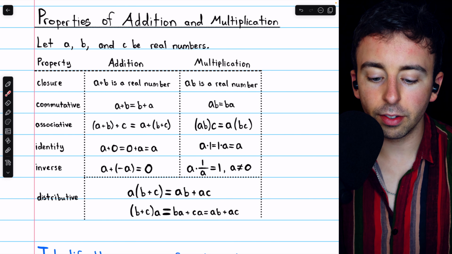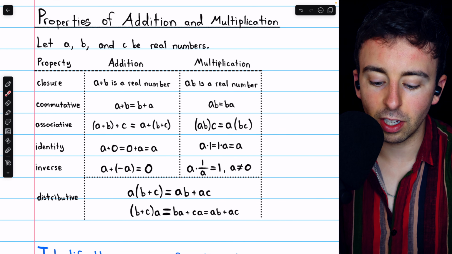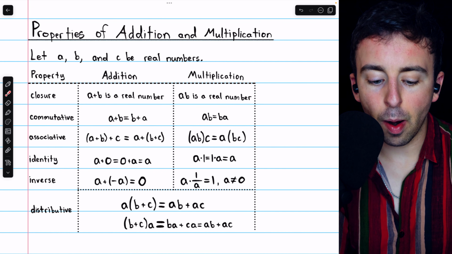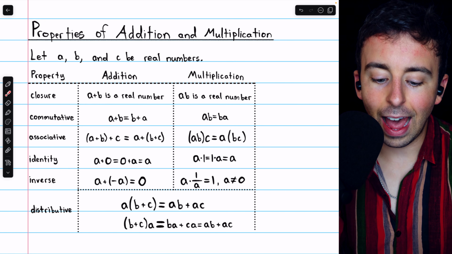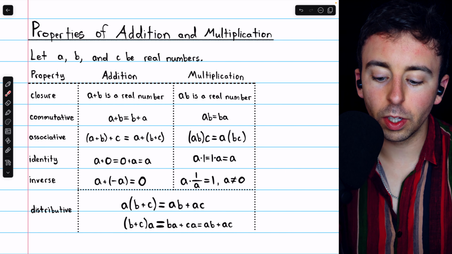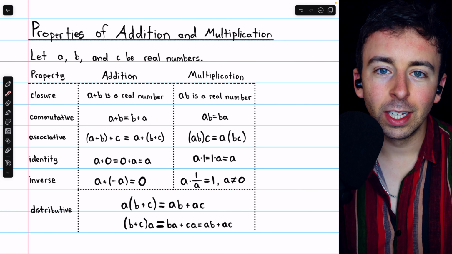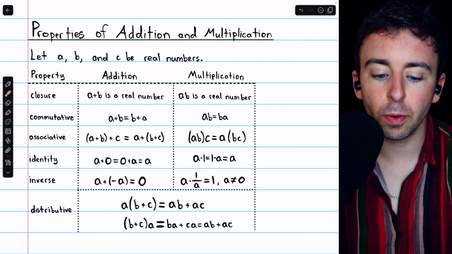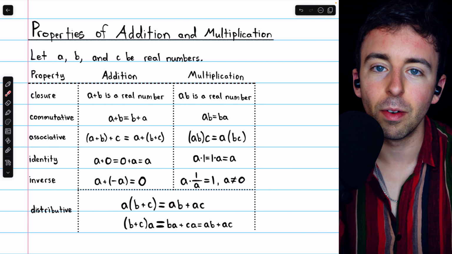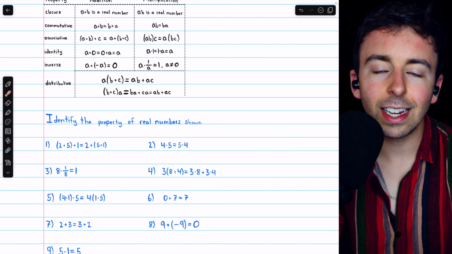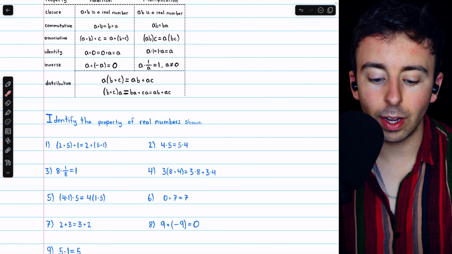There is, of course, also the distributive property, which concerns both addition and multiplication at once. Since the property of closure just says adding two real numbers gives you a real number, and multiplying two real numbers gives you a real number, you could say that any of these equations are examples of closure, so we're not really going to talk about that one for the rest of this video. But knowing what all these other properties are, let's take a look at these equations and try to identify the property.